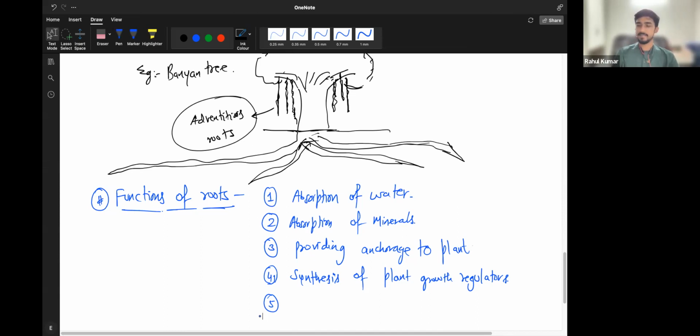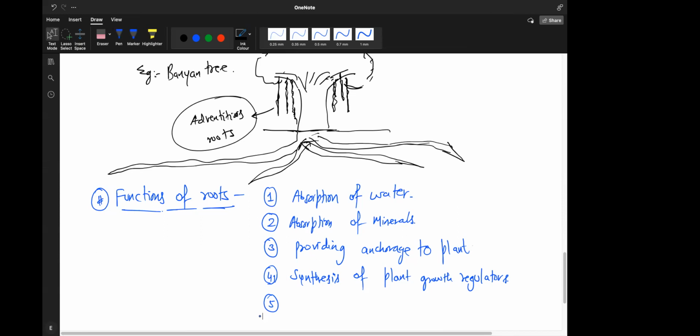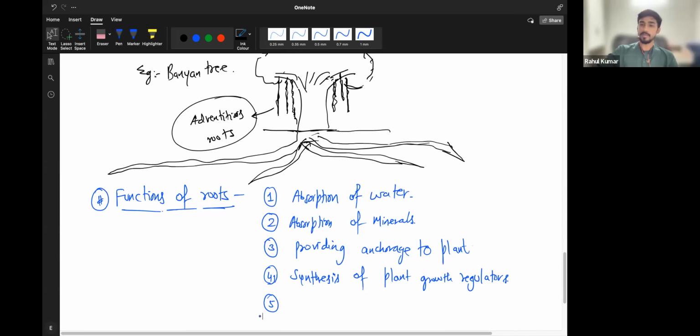Aisha, anything that you would like to contribute in functions of root? Support. Support is there, no? See, providing anchorage to plant. Look here, ma'am. This is for support only. By providing anchorage, you are providing support. I don't think you are talking about any other kind of support, like financial support. You're talking about the physical support, so that's providing anchorage. Anything else?